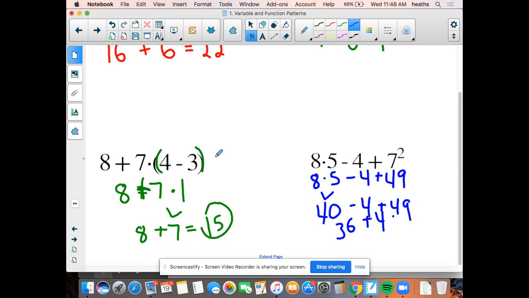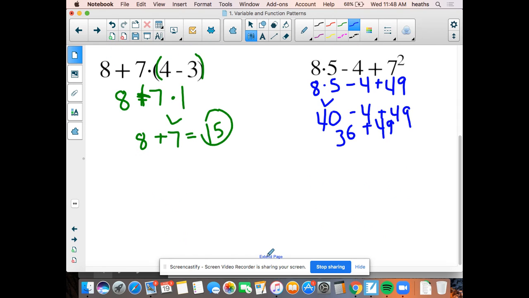plus 49. Guys, I'm really sorry, my writing's getting so bad. I'm running out of room. Let me extend the page just slightly. So 36 plus 49. Let's group them on top of each other just so it's a little bit easier for me to deal with here. So we're going to do 49 plus 36.